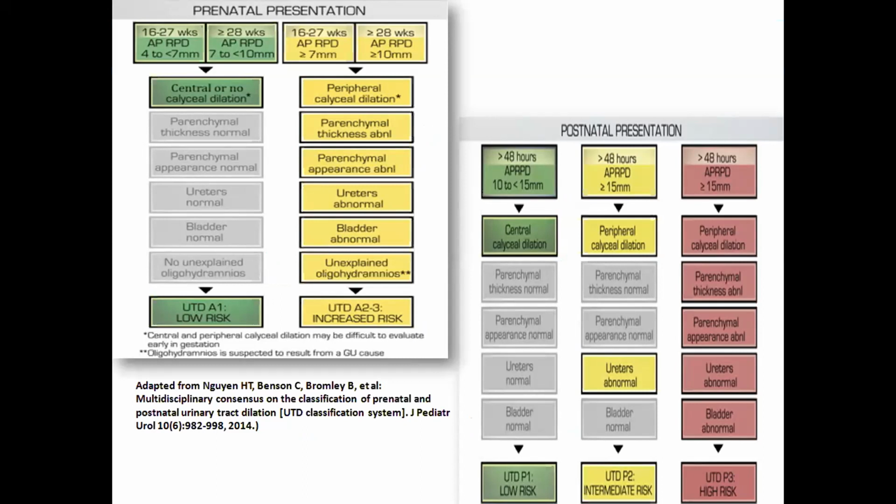So with the 6 criteria we have already discussed, in a 16 to 27 weeks fetus, if the APRPD is 4 to 7, and at 28 weeks or more the APRPD is 7 to 10, and you're getting central or no calyceal dilatation, and there is no unexplained oligohydramnios, this is UTD A1, a low risk fetus. Then at 16 to 27 weeks, if the APRPD is 7 mm or above, and at 28 weeks or more the APRPD is 10 mm and above, and you're getting peripheral calyceal dilatation, abnormal parenchymal thickness, abnormal parenchymal appearance, abnormal ureter, abnormal bladder, or unexplained oligohydramnios, this is an increased risk fetus, UTD A2 or A3. And we have to correlate with the postnatal presentation.